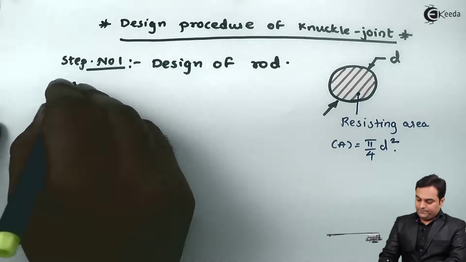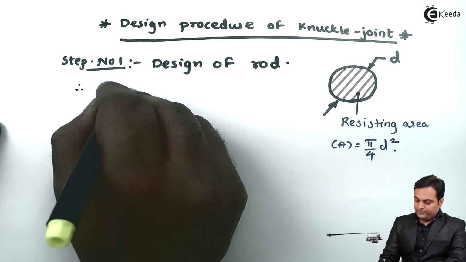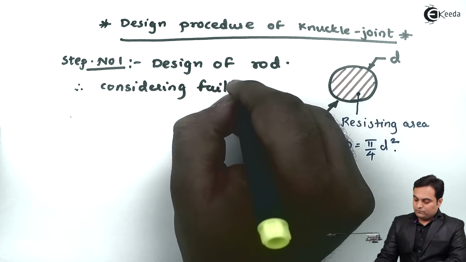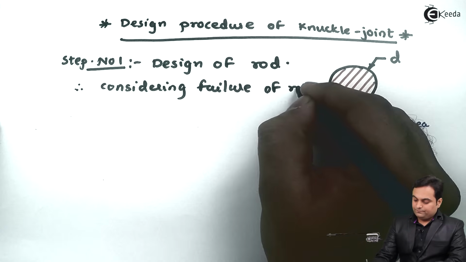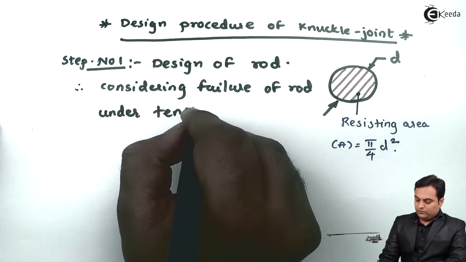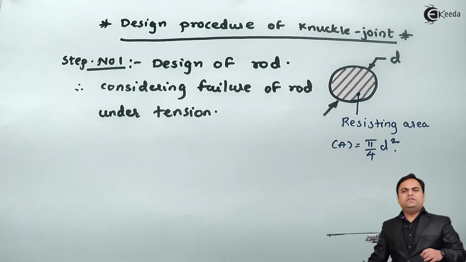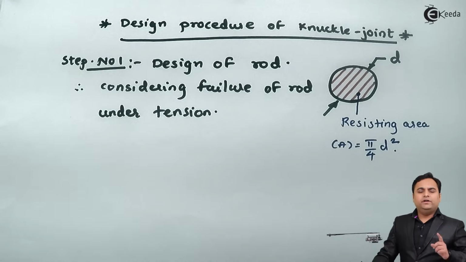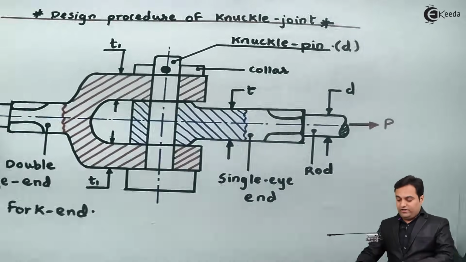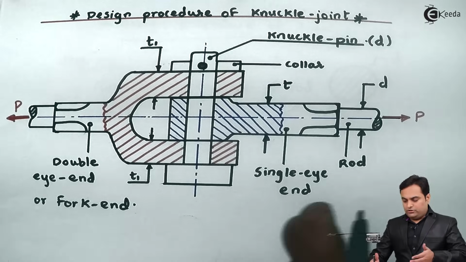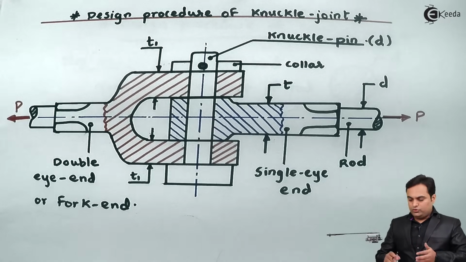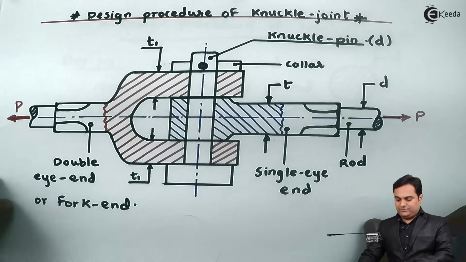After this I can say that therefore, considering failure of rod under tension, now this knuckle joint is used only, I am mentioning only, in case of tensile loads, because if we apply compressive load to the knuckle joint, there are chances of this joint to slip, because it will provide angular motion also. So it is applicable only for tensile applications.